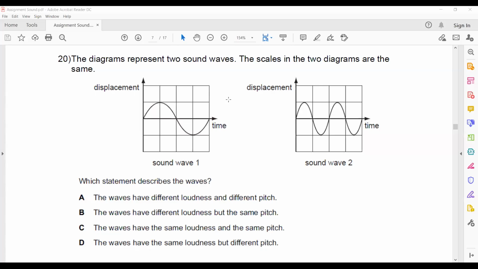Yeah, D is the right answer. The waves both have the same loudness, same height, but they have different vibration or pitch. So D is the right answer.